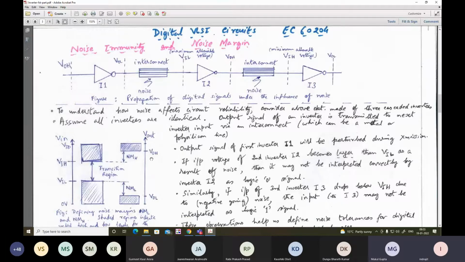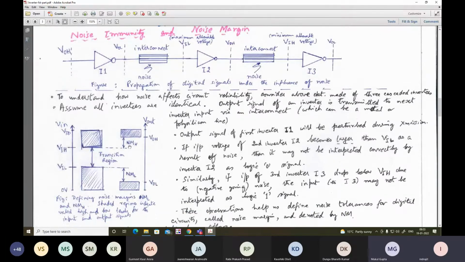Similarly, if it is kept within VIL, that means it does not go above VIL, then it is allowed, and it will still be read as a logic 0 signal. That means if the inverter gets an input of logic 1, it will produce output logic 0. So it will still remain logic 0 when it appears at the input of the successive inverter.